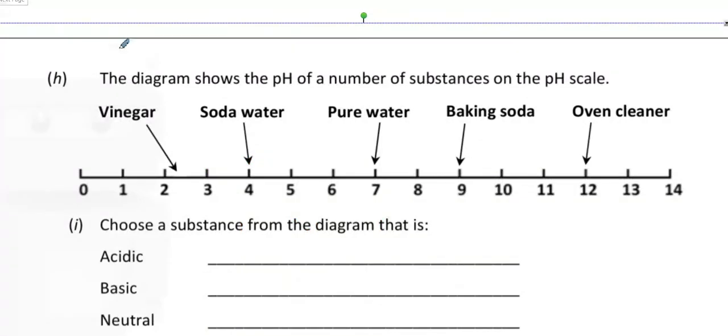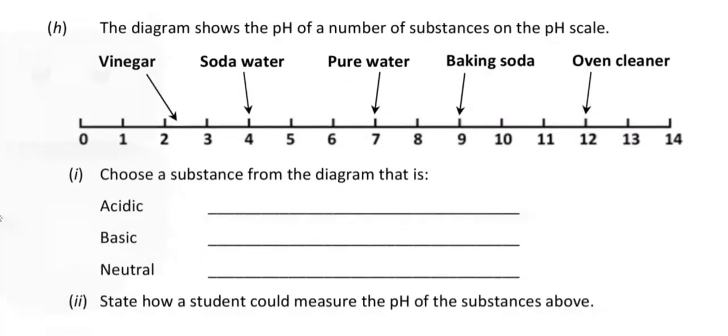Okay, question 15. Choose a substance from the diagram that is acidic. You can go for vinegar or soda water. Anything below a pH of 7. Basic, I can go for oven cleaner. And then basically neutral, it has to be pure water.